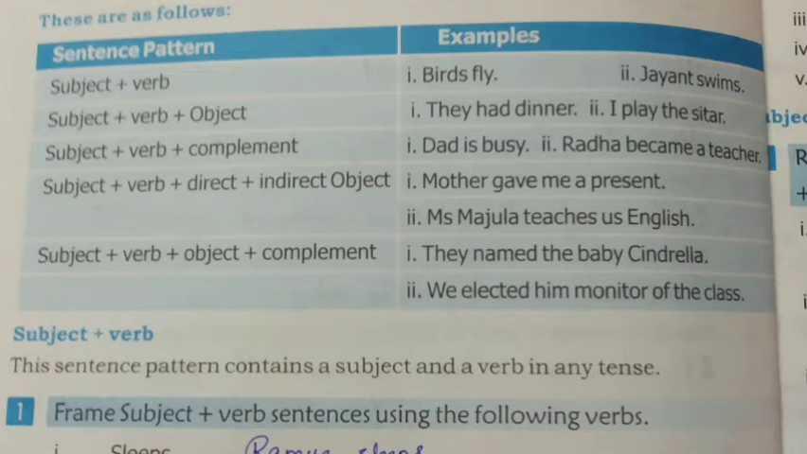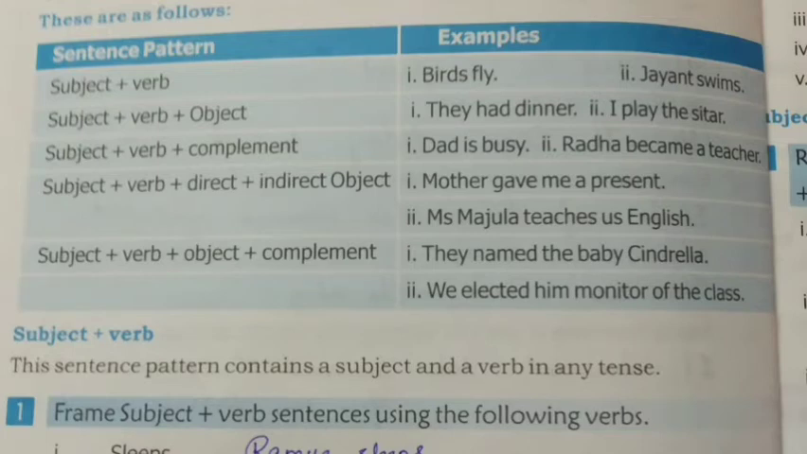And the second example, Miss Manjula teaches us English. Here, Miss Manjula is a subject and teaches is a verb. What she teaches? English. English is a direct object. To whom she teaches? Us. Us is an indirect object.